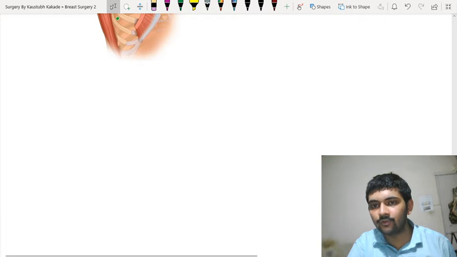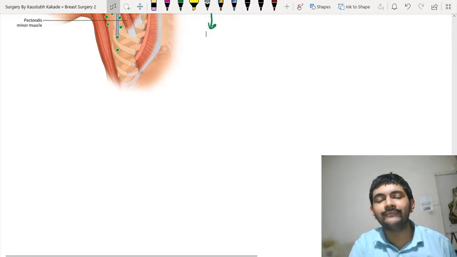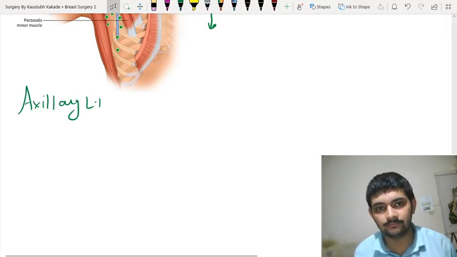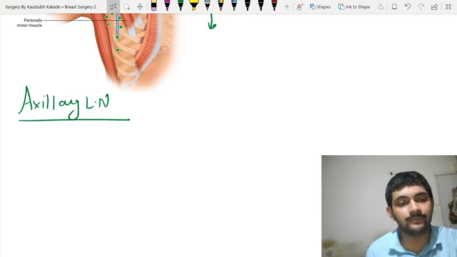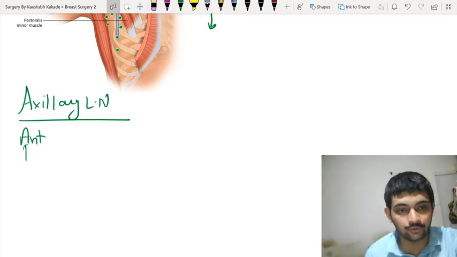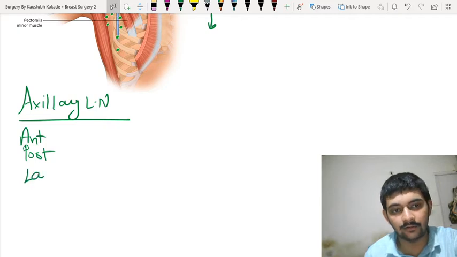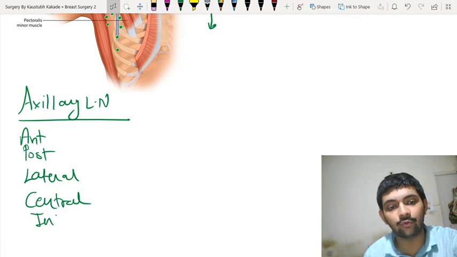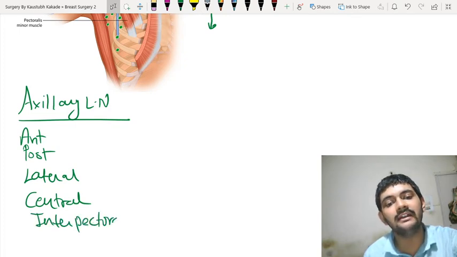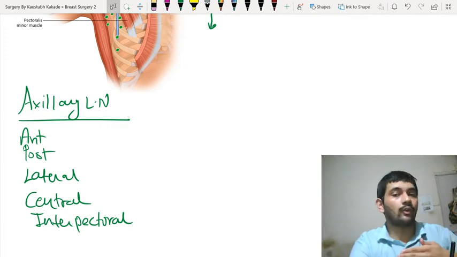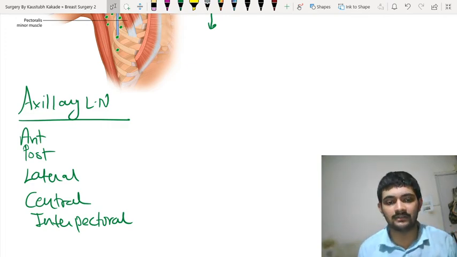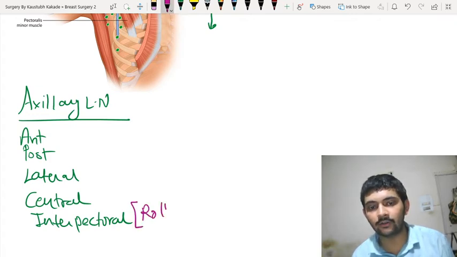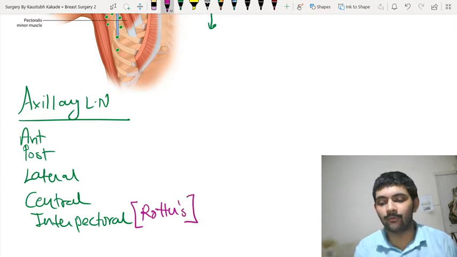Now, axillary lymph nodes basically are divided into different groups: anterior, posterior, lateral, central, interpectoral. Interpectoral means they are present between the pectoralis major muscle and pectoralis minor muscle. This group has a new fancy name, which is called the Rotter's group of lymph nodes.